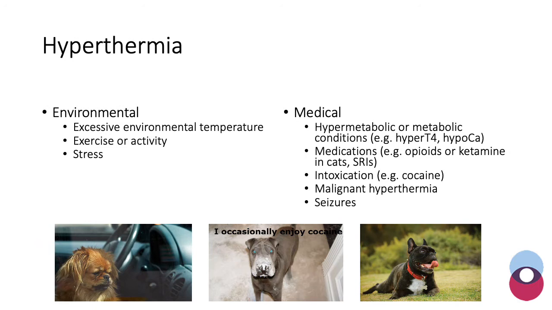You have malignant hyperthermia as well, which is a rare life-threatening inherited disorder that can cause disease of the skeletal muscles, causing again an increase in temperature from the normal muscle function. You have naturally seizures as well, again causing that excessive temperature production in the muscles.